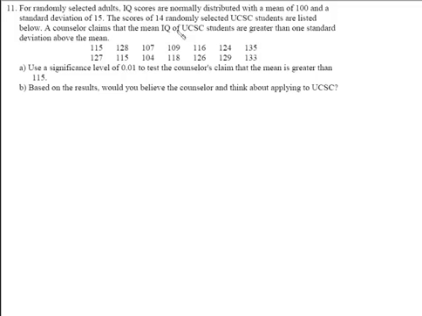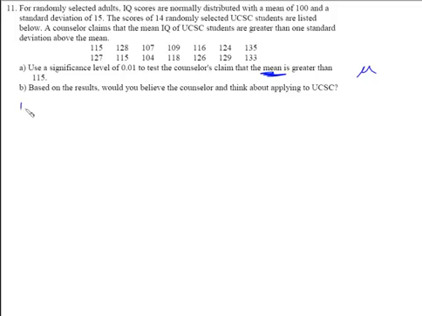A counselor claims that the mean of UCSC students is greater than 1 standard deviation above the mean. So here they give the actual statement for your claim. Use a significance level of 0.01 to test the counselor's claim that the mean is greater than 115. So it's important that you know what we're testing. We're testing the mean, and the mean is greater than 115 is your claim.